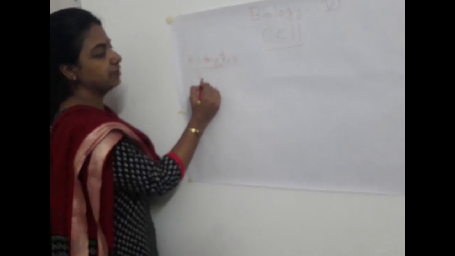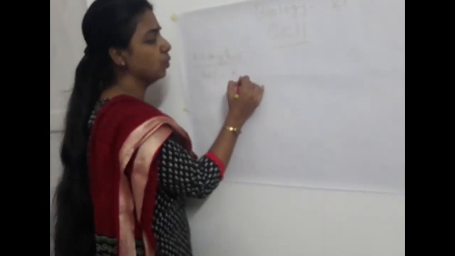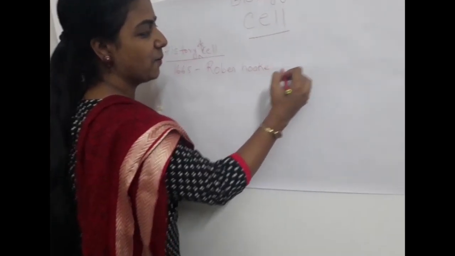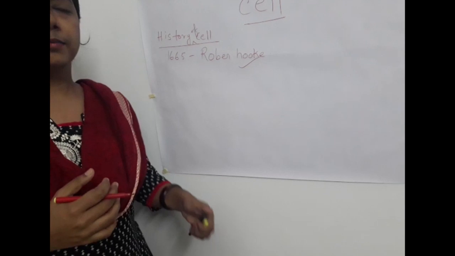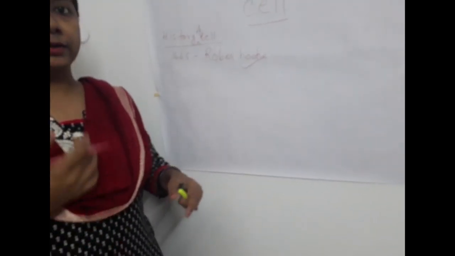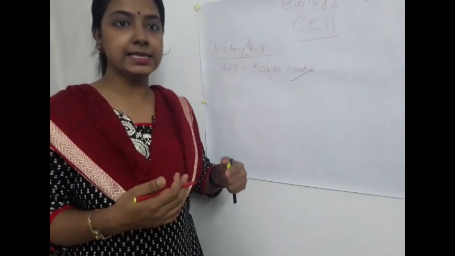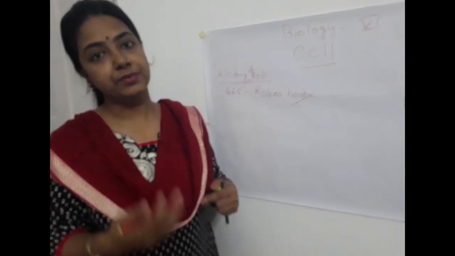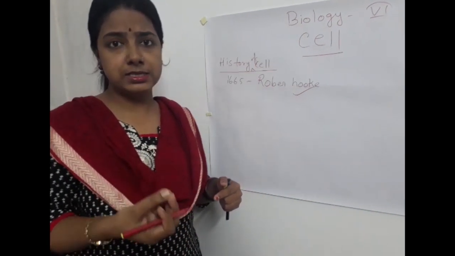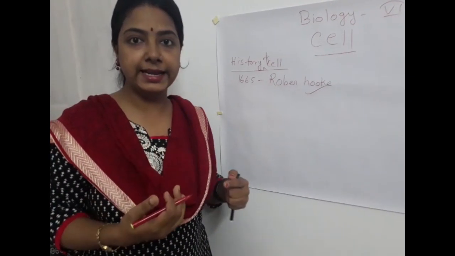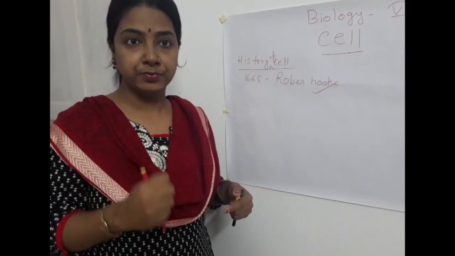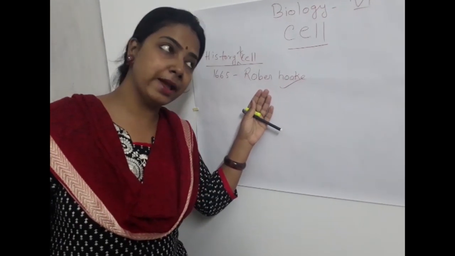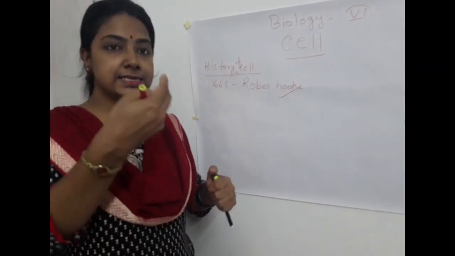In 1665, Robert Hooke, a scientist, first made his own microscope. A microscope is an instrument which has a lens, and by this lens we can see the smallest objects which we cannot see with the naked eye. This is the microscope. Robert Hooke invented the microscope, and then he made a slice of bark.